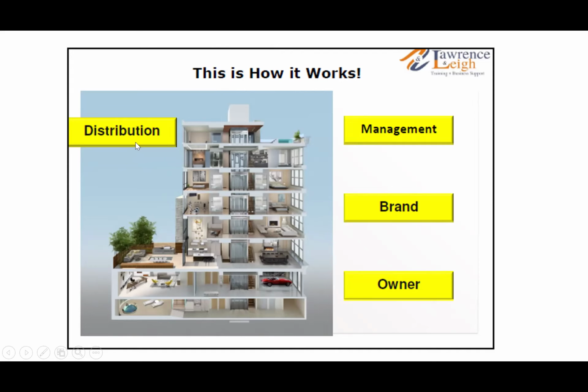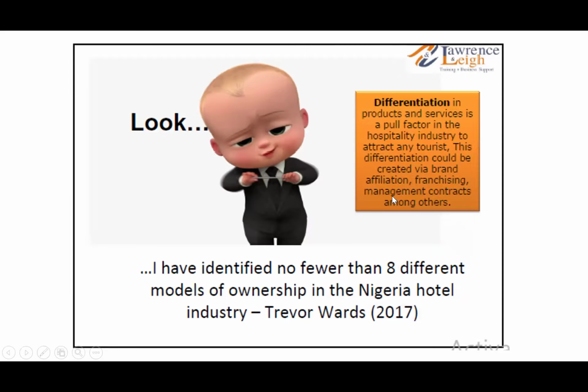Now, what happens? Distribution is always by the side. Remember, in trying to differentiate between marketing and distribution, we say marketing will tell people, I have a hotel for you. What does distribution say? It's a lot easier for you to get to this hotel, to book this hotel through me. So distribution plays a key role in the hotel value chain that we're talking about.